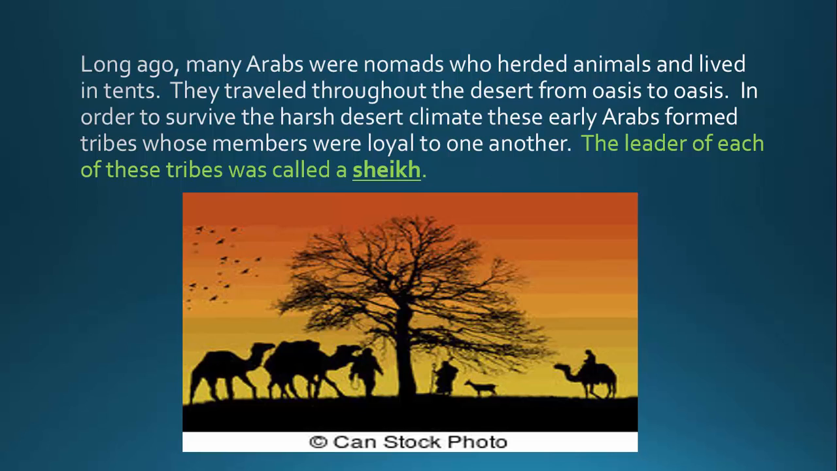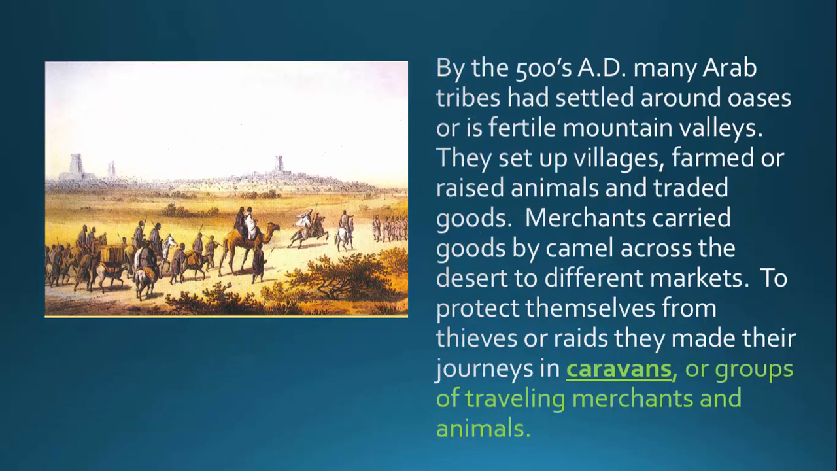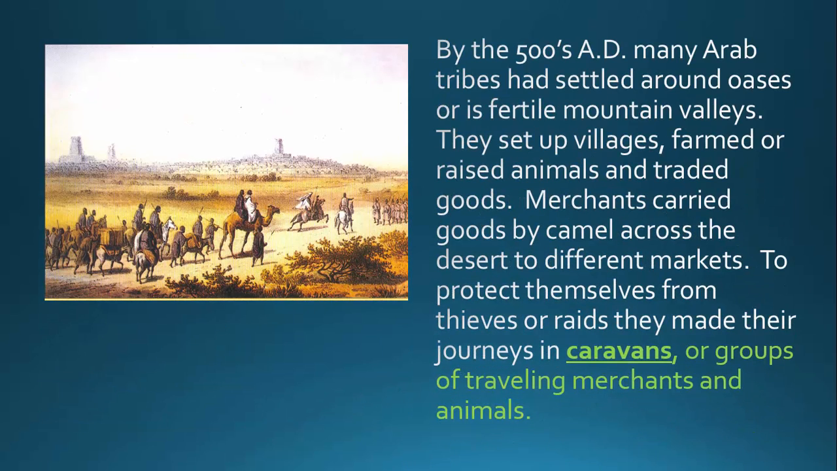Pause your video now and fill in the vocabulary word from this page. By the 500s AD, many Arab tribes had settled around oases or fertile mountain valleys. They set up villages, farmed or raised animals, and traded goods. Merchants carried goods by camel across the desert to different markets. To protect themselves from thieves or raids, they made their journeys in caravans, or groups of traveling merchants and animals.